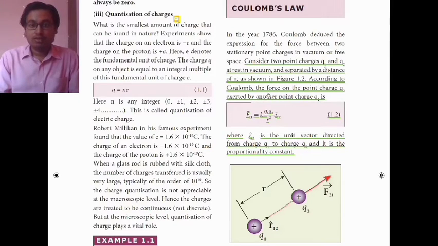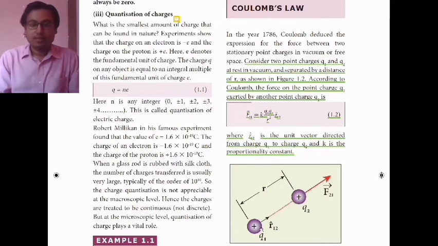According to Coulomb, the force on the point charge Q2 exerted by another point charge Q1, F21, is equal to K Q1 Q2 by R square into R cap 12, where R cap 12 is the unit vector directed from charge Q1 to charge Q2 and K is the proportionality constant. Now here the question is, what does this mean? Coming to its brief.